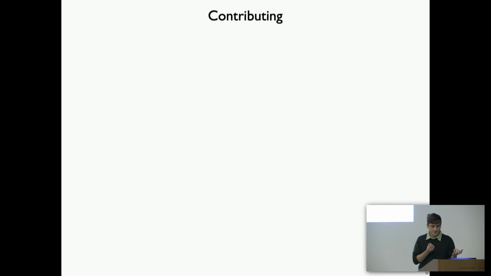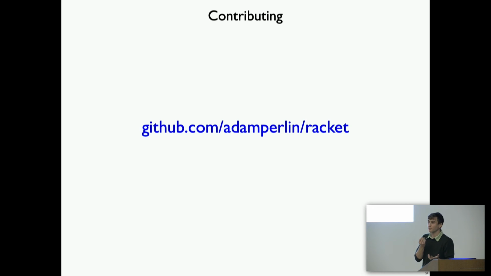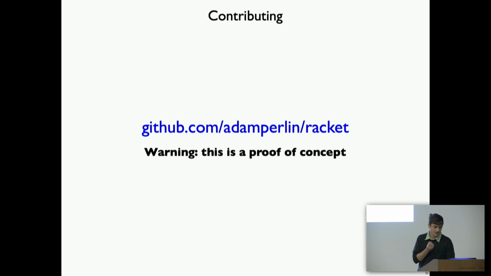So if people are interested in taking anything related to this on, I do have a fork of Racket that has my work for this in it. It is a proof of concept. I'm going to try and license it under the Crapple academic license to the extent that I can. Because again, proof of concept, don't expect it to do too much, but it's there.